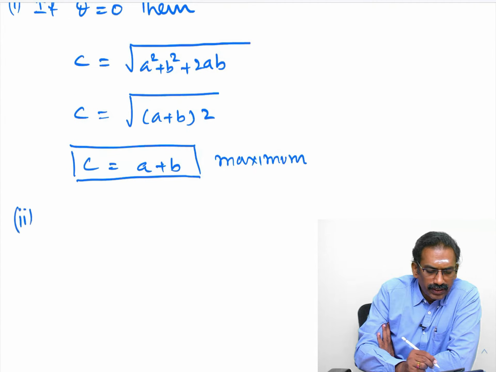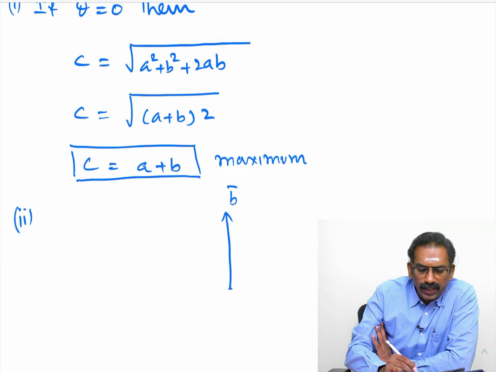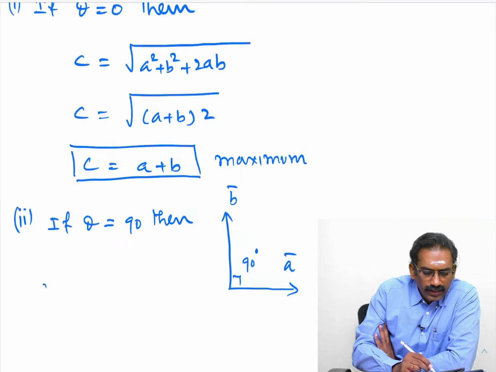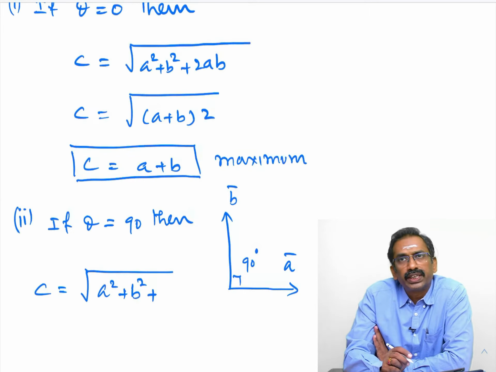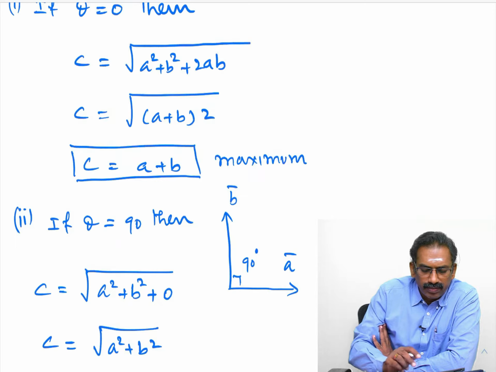Suppose the 2 vectors act at an angle 90 degree. Suppose B vector is along the y axis, A vector along the x axis, then the angle between them is 90 degree. If theta is equal to 90 degree, then C magnitude is equal to square root of A square plus B square plus 2AB cos 90, cos 90 is 0. C is equal to square root of A square plus B square.